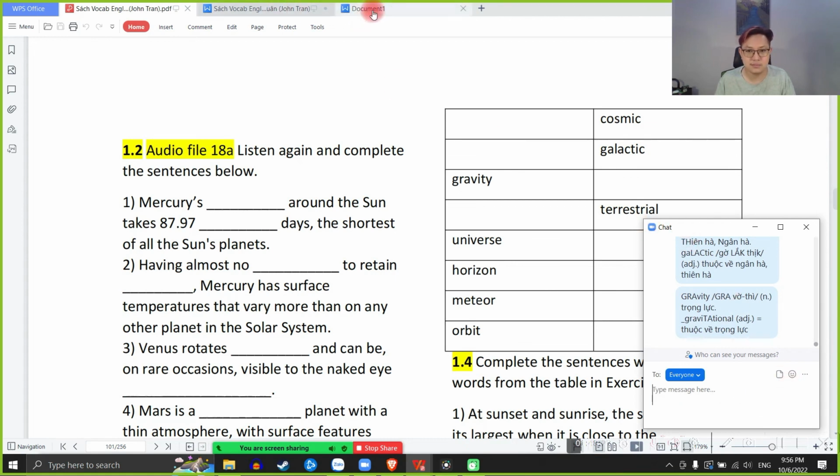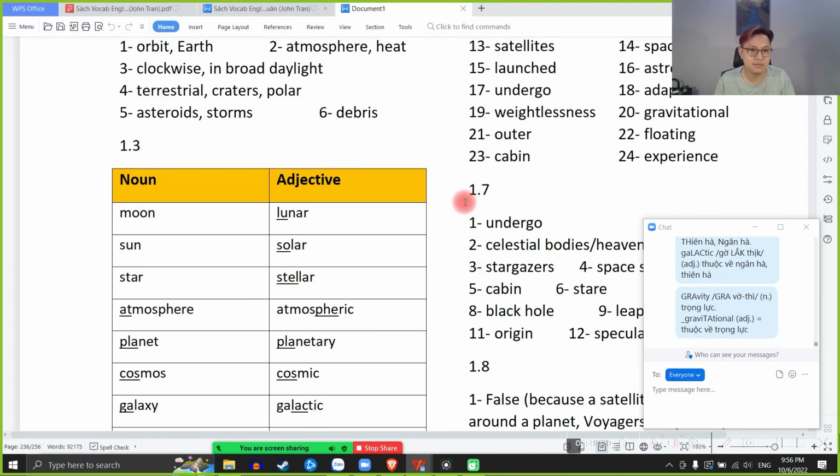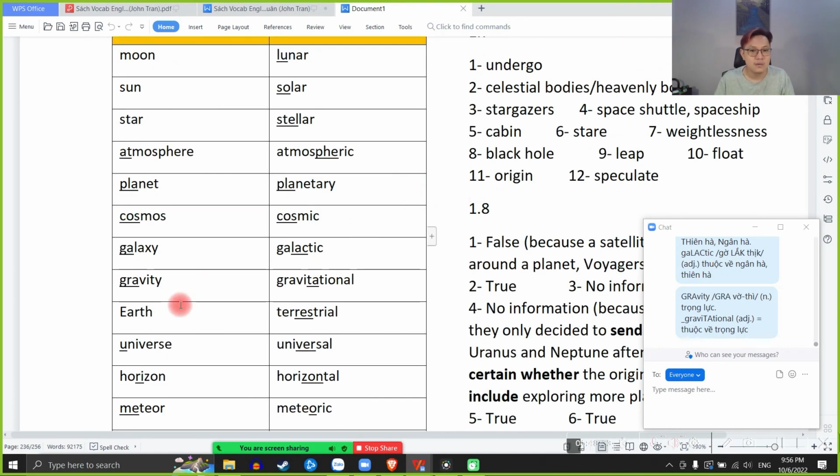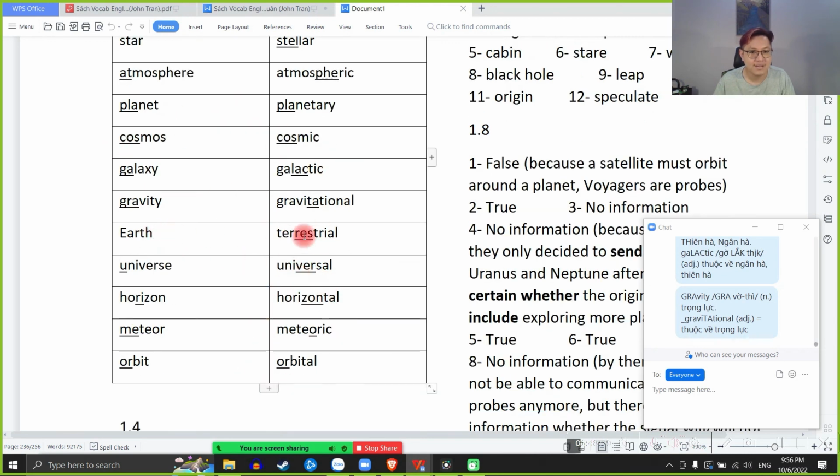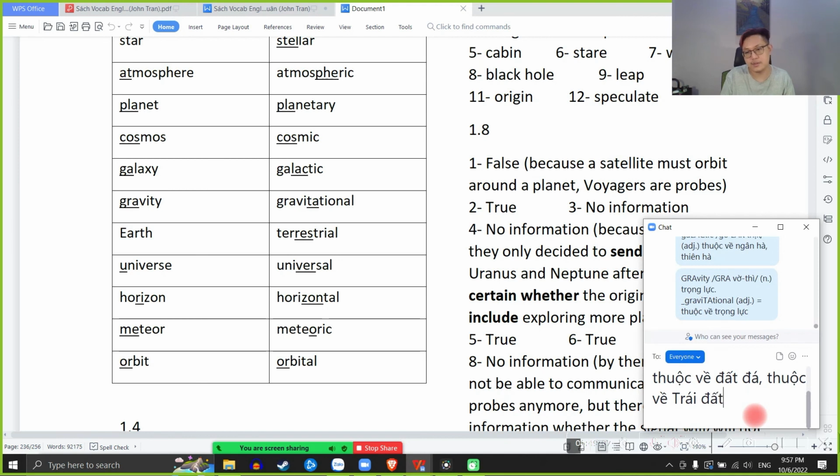Alright, next one, terrestrial. Oh my god, just maybe it just go here. Yeah, just go here. Alright, cái nhấn âm nó nằm đây hết rồi. So the stress is all here. So terrestrial means it has a rock or land, có đất ở trên đó. So of course, Earth is a noun. Trái đất hoặc là đất đá. So terrestrial thuộc về đất đá. Terrestrial thuộc về trái đất. Belong to the earth.